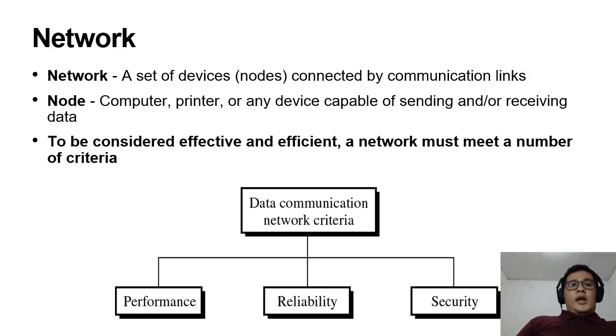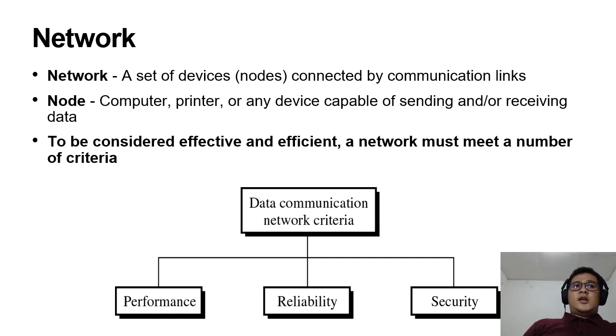Okay, after we discuss the data flow, we will explain the network. What is a network? A set of devices connected by communication links. A network collects devices and connects them with communication links. A node can be a computer, a printer, or any device capable of sending or receiving data.